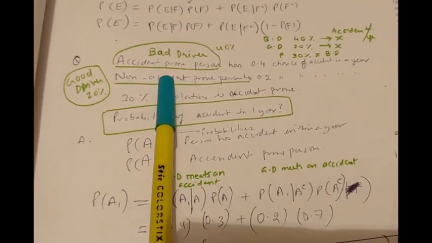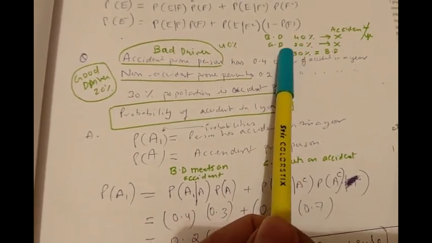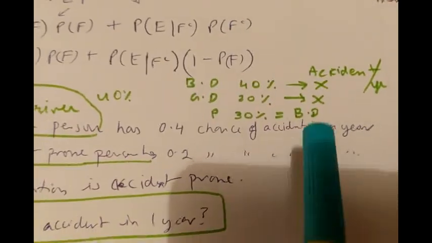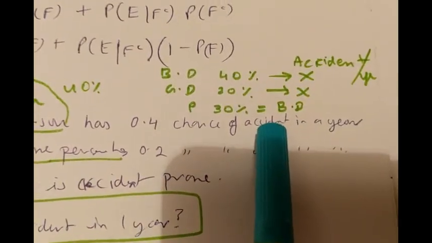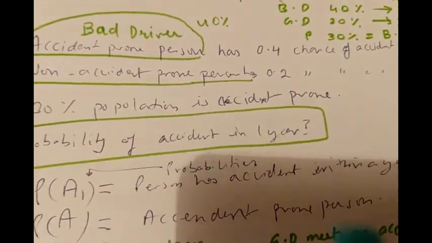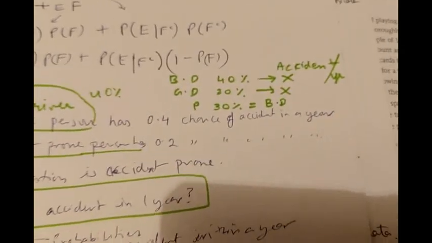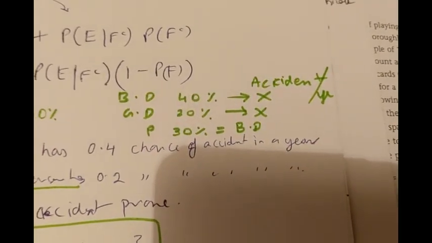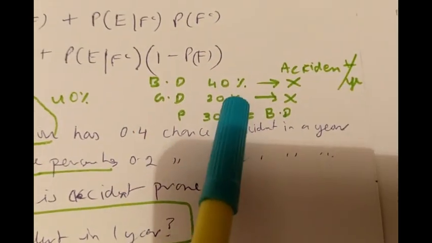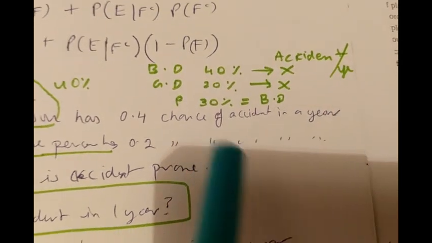In this question it has been given that there are 40% bad drivers, 20% good drivers, and the total population is having 30% bad drivers. We have been asked to find the probability of accident per year. All these figures are given on a yearly basis. So a bad driver has 40% chance of meeting an accident in a year. A good driver has 20% chance of meeting an accident in a year, and so on.